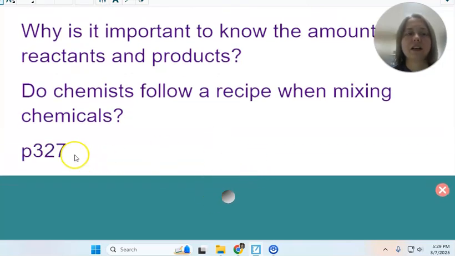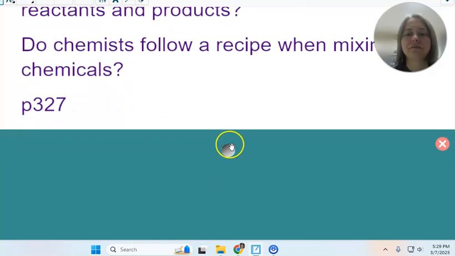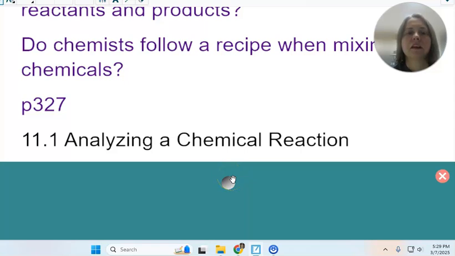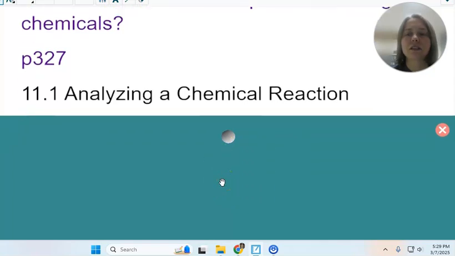So, in class we're going to take a look at page 327. So section 1 talks about analyzing a chemical reaction. So what does that mean? And I feel like we're really digging into chemistry now, so I'm excited for what we're going to do.